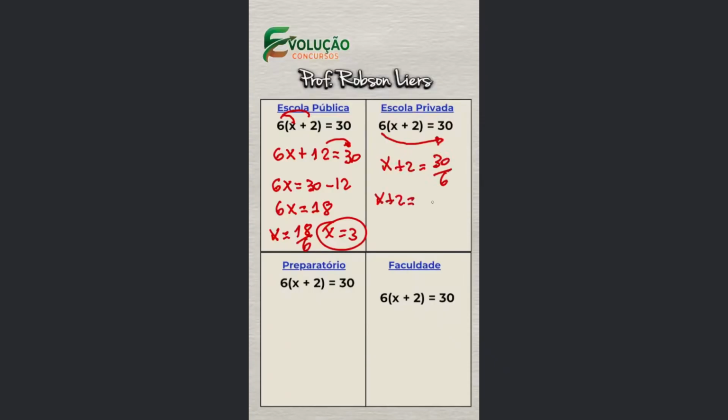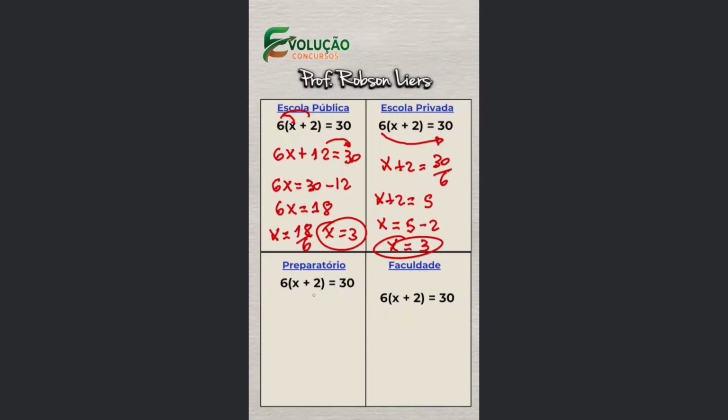So x plus 2 will be equal to 5, and then we move the 2 to the other side with the inverse operation. So x will be equal to 5 minus 2. 5 minus 2 is equal to 3. So we conclude that x is equal to 3, the same answer we found before. Teacher, and in the prep course, how do we learn? Calm down, take it easy.